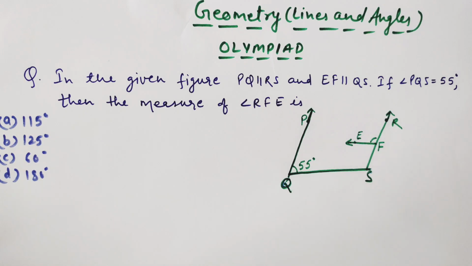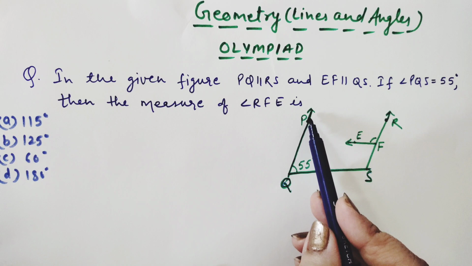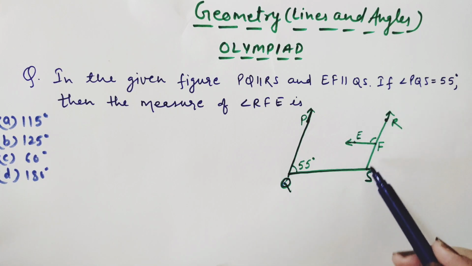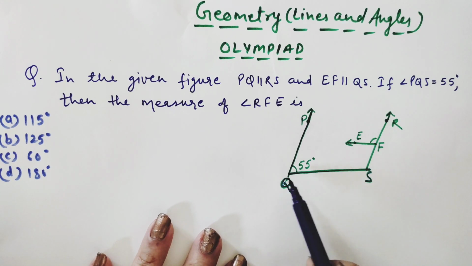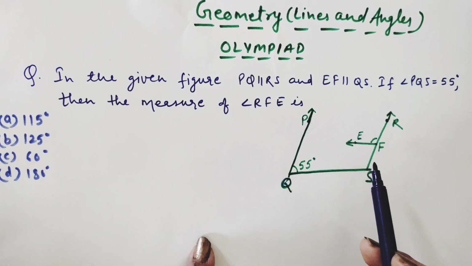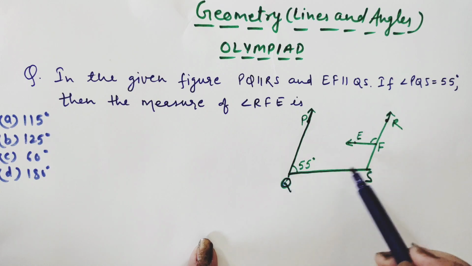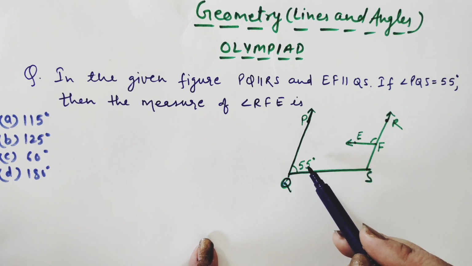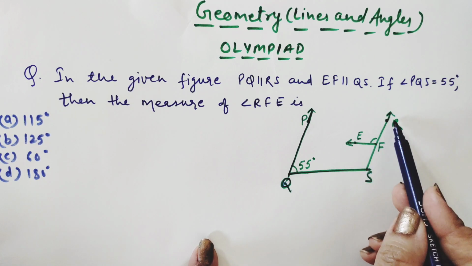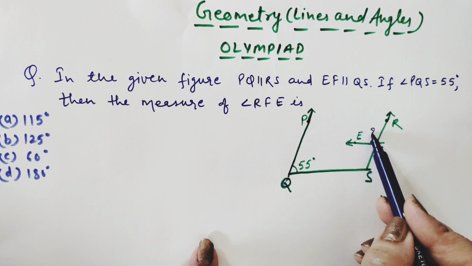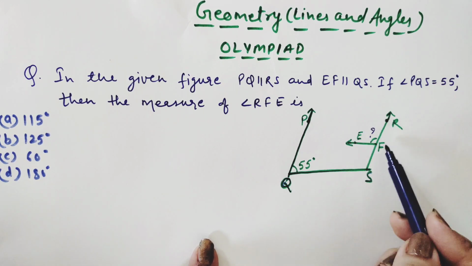Today we are going to start an Olympiad question of geometry, chapter lines and angles. In the given figure, PQ is parallel to RS and EF is parallel to QS. Here this PQ line is parallel to this RS line, and this EF line is parallel to QS. If angle PQS is 55 degrees, we need to find the measure of angle RFE.